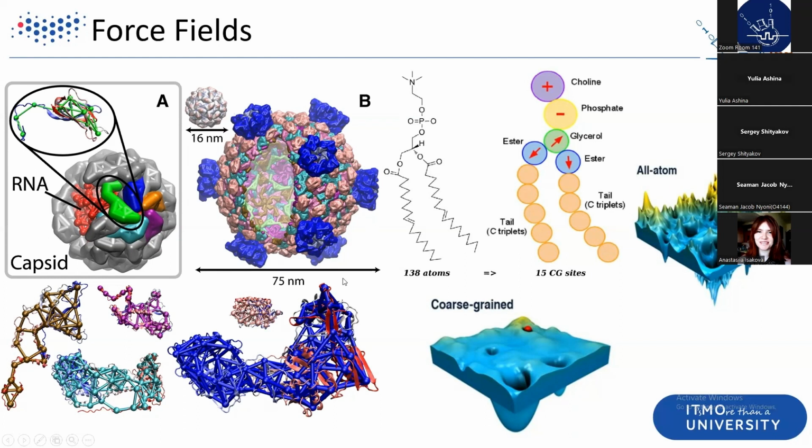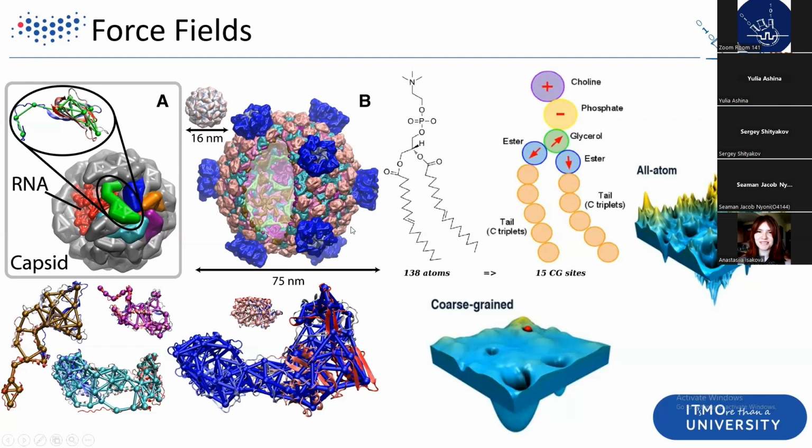Here, as you can see, it has a very big shape, like 75 nanometers. And again, the protein structures are represented by the coarse grain here, like this one. And after generating all the capsid structure, you could actually simulate the dynamics of this virus.